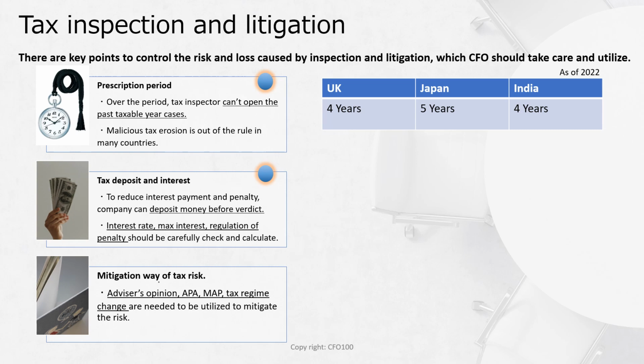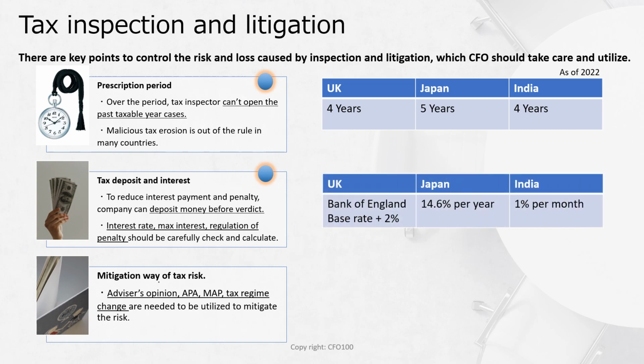And also, interest on the tax payment is not a small topic because the interest rate is relatively high for unpaid tax. So, you need to understand what is the interest rate in your country and whether or not there is a rule for max charged interest. For example, in the UK, the interest rate is based on the Bank of England rate. In Japan, it is 14.6% per year. It is 1% per month in India. Like these, you can see the different interest rate rules.